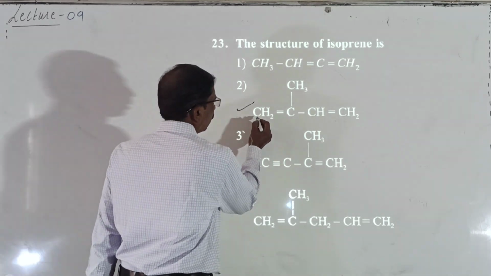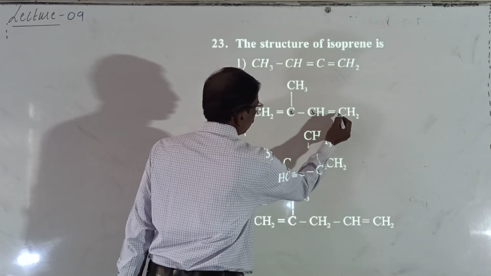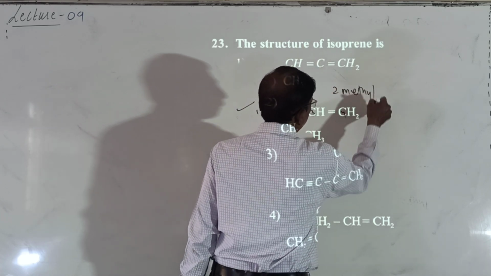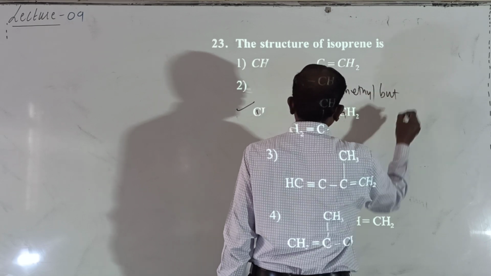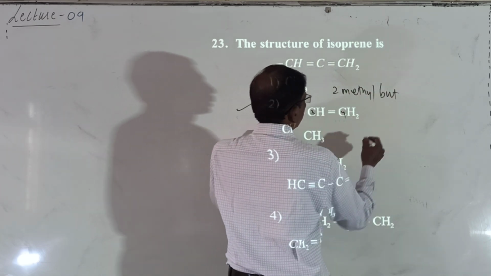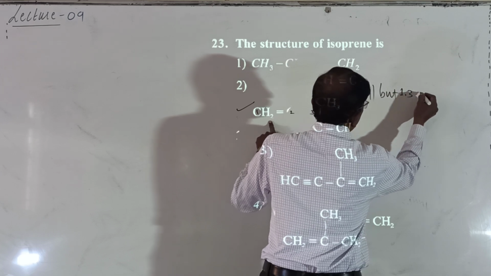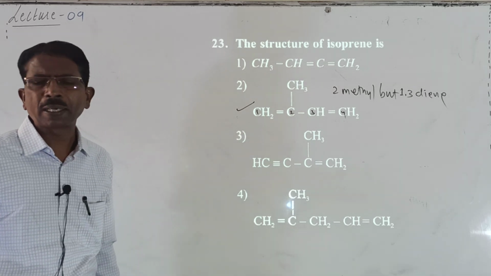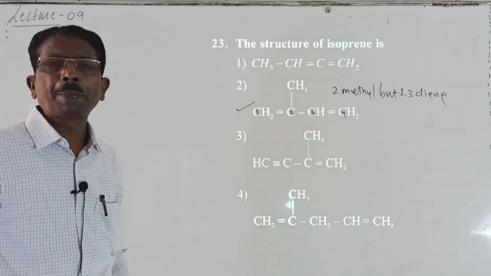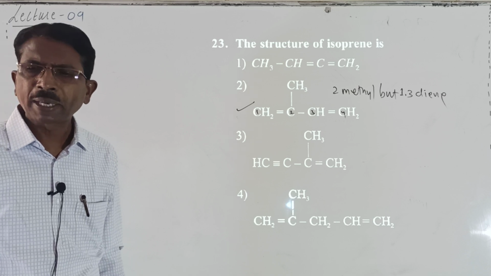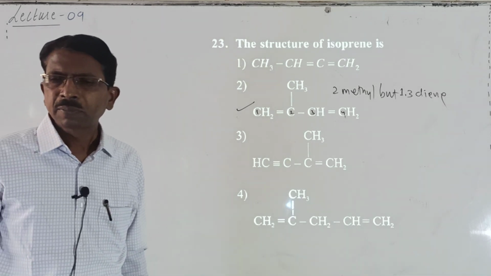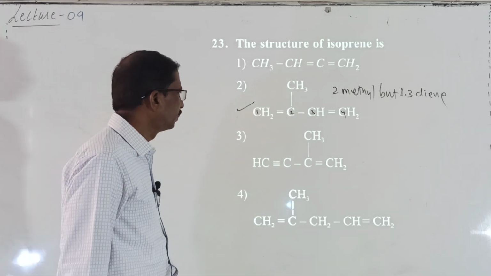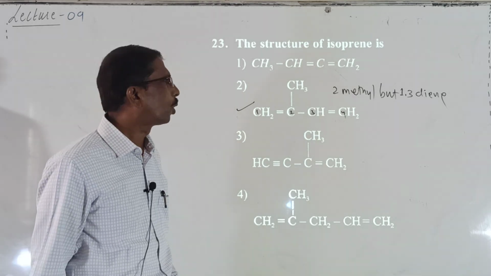It is number 1, 2, 3, 4. It is called as 2-methyl but, then 1,3 di-ene. So this is the structure of isoprene. Isoprene is the monomer of rubber. So remember this. Isoprene rubber, it is 2-methyl but 1,3 di-ene. So it is the structure here. Monomer of rubber.